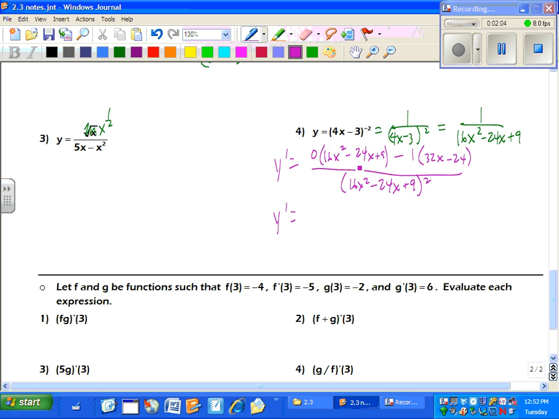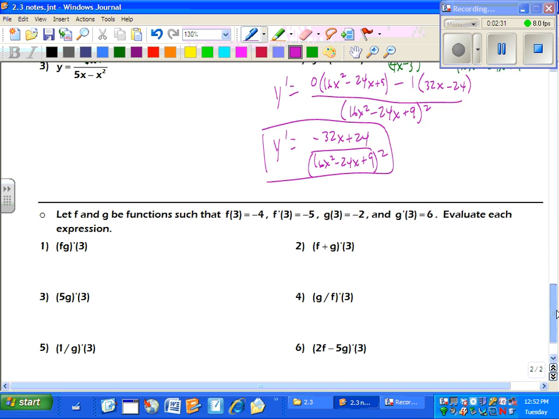So this whole thing ends up being 0. We get negative 32x plus 24 all over (16x squared minus 24x plus 9) squared. For now, that's good enough. We can actually simplify that a little bit, but for now, that's fine.